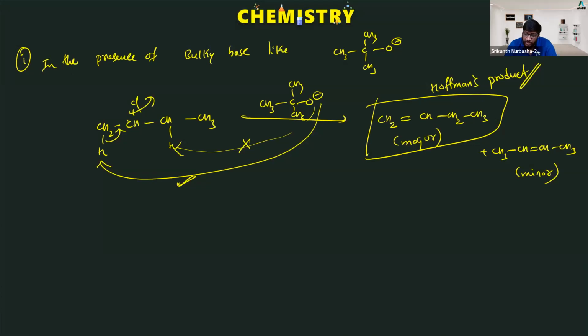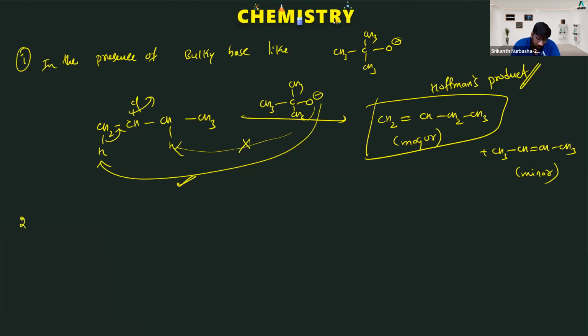So we'll be getting Hofmann's product CH2=CH CH2CH3. So this will be your major product, and the other is going to be the minor product. So in the case of bulky base, whenever the base is bulky, Hofmann's product is obtained as major, where you will have the less substituted product, because the bulky base experiences more steric repulsions if it tries to pick up the substituted proton. If you want the most substituted alkene, it is unstable because of the same reason.